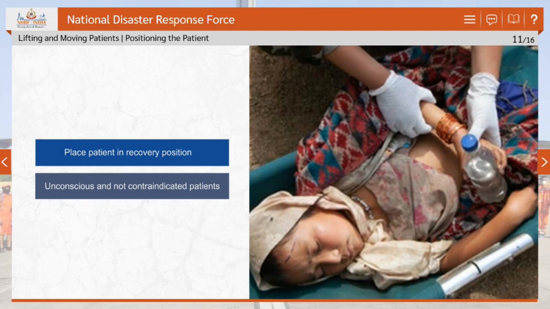Obviously, it is not possible to address every situation. Conditions at the scene and the patient's condition will dictate a good position for the patient. Let us next learn about patient carrying equipment.